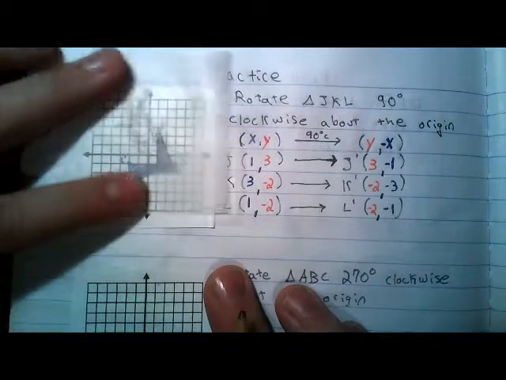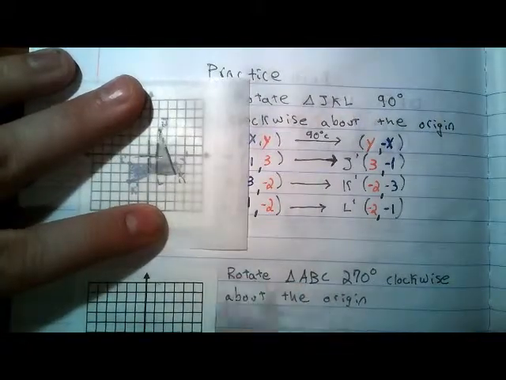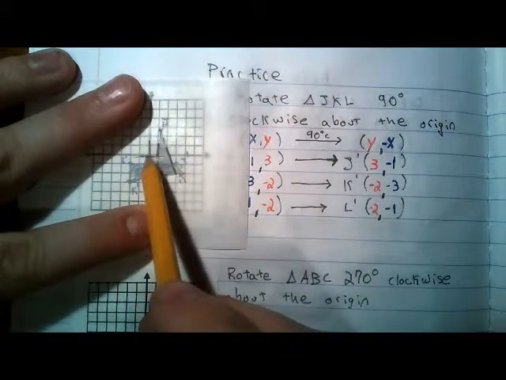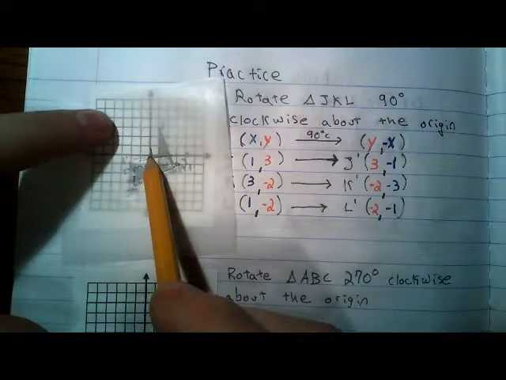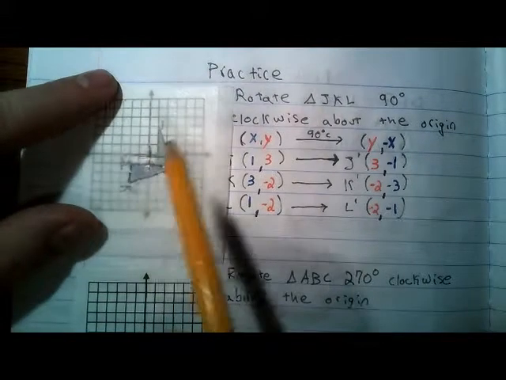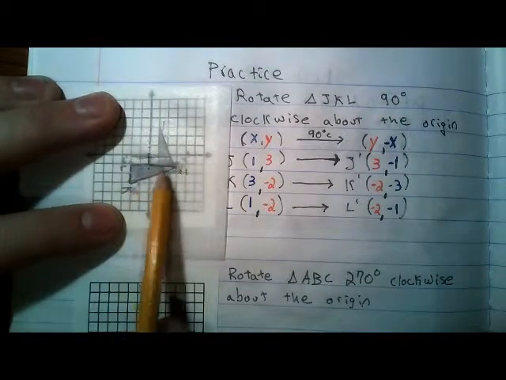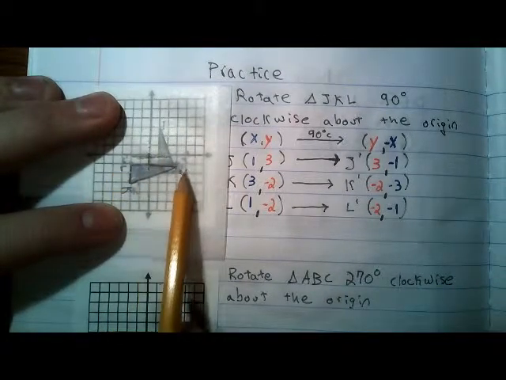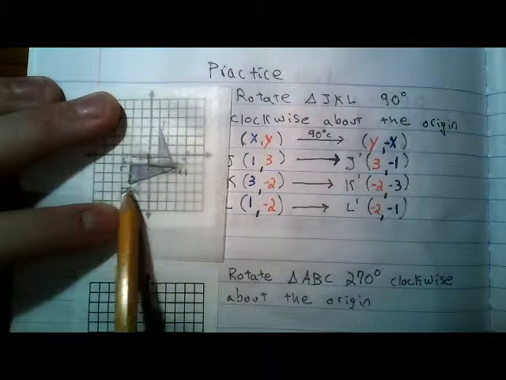And so if I was translating it, I would just be sliding it around. But I'm rotating it 90 degrees clockwise. So I put my pencil on the origin, and I spin it 90 degrees, and you can see that not only do things line up to the blue triangle that we just colored in, but the new points match too. This was the new J, the new K, the new L.